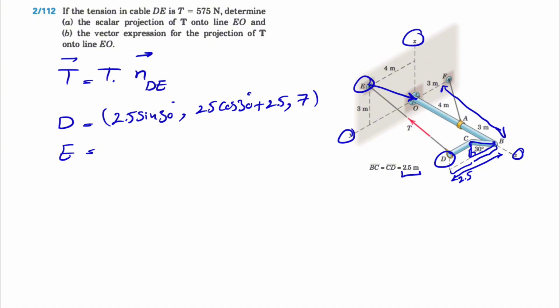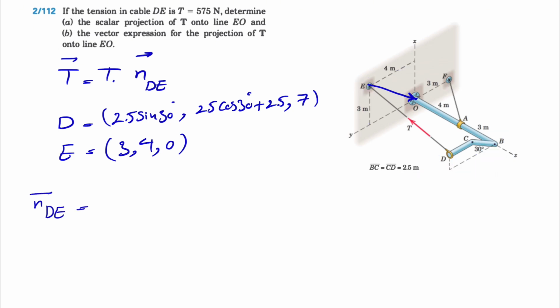And for E, if we look at it, we'll see that we are in the XY plane, so there is no Z component. And our X is pretty easy. We have this as our X component, which is 3. We have 4 for Y, which is what we have in here. And as I mentioned, we are in the XY plane, so there is no Z in here. So now that we have this, we can find our unit vector or our nDE.